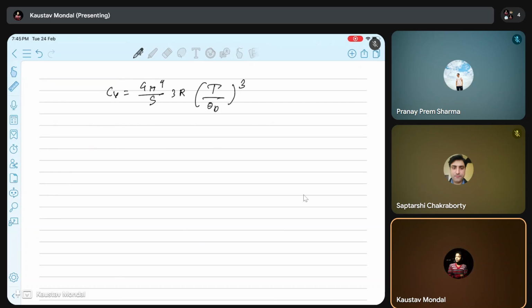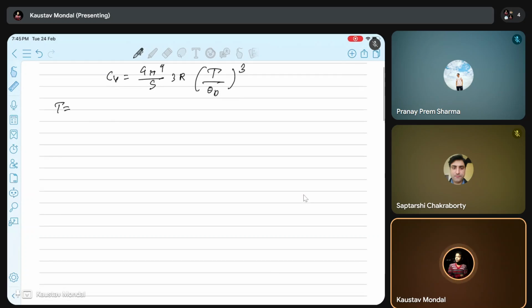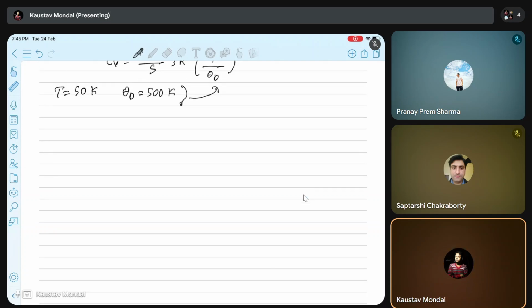Now it's easy. T is 50 Kelvin and theta D is 500 Kelvin. R and pi you already know. Just substitute these things here. If you do that, you get CV as 1.944 Joule per mole per Kelvin.